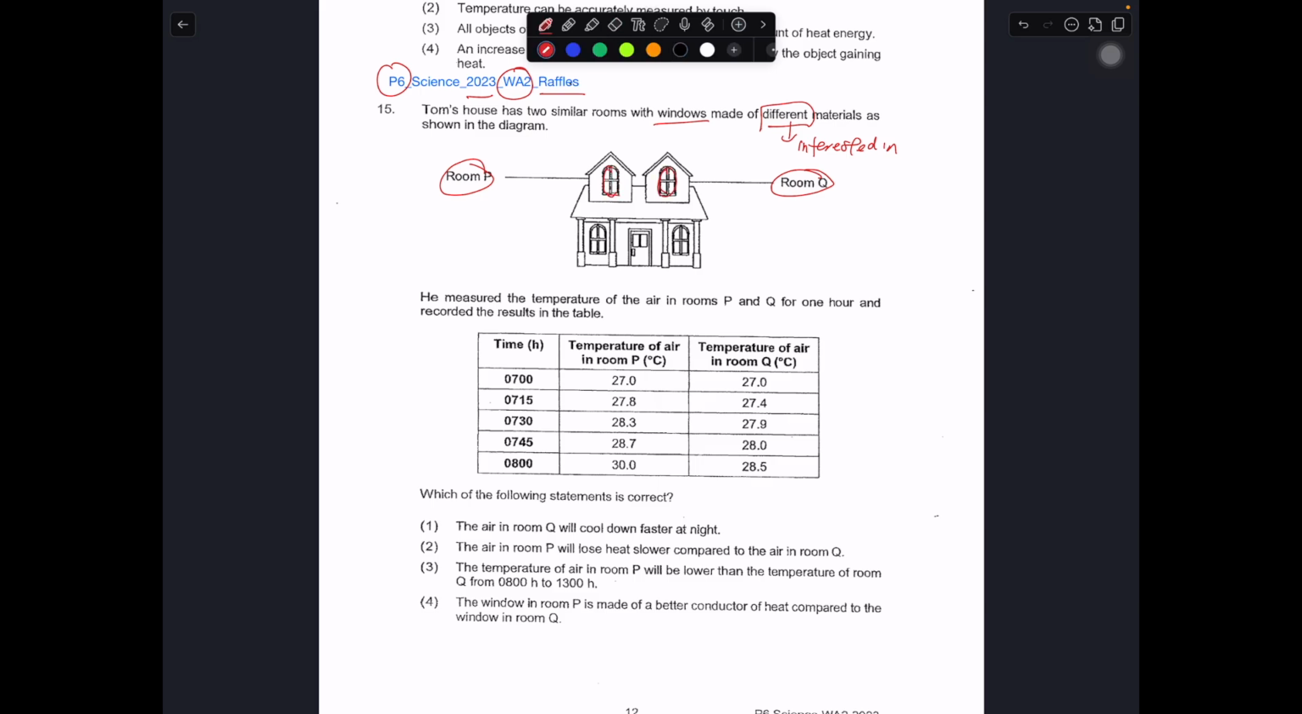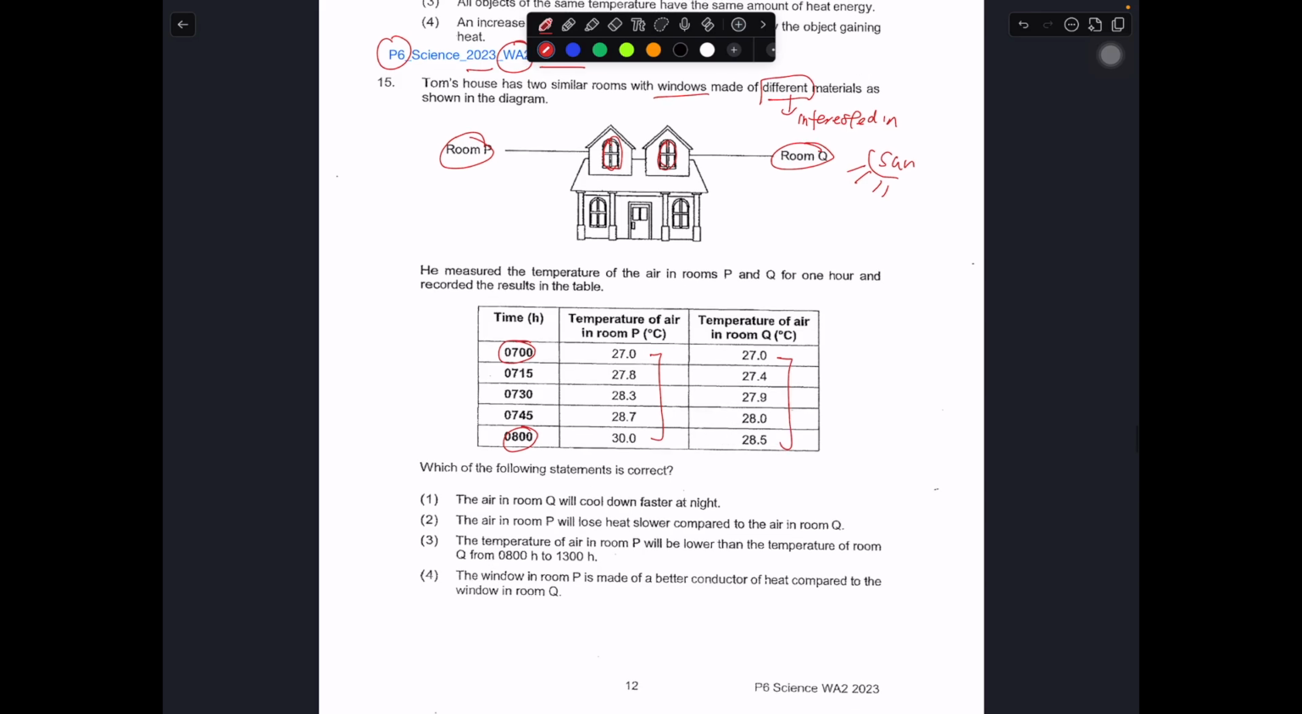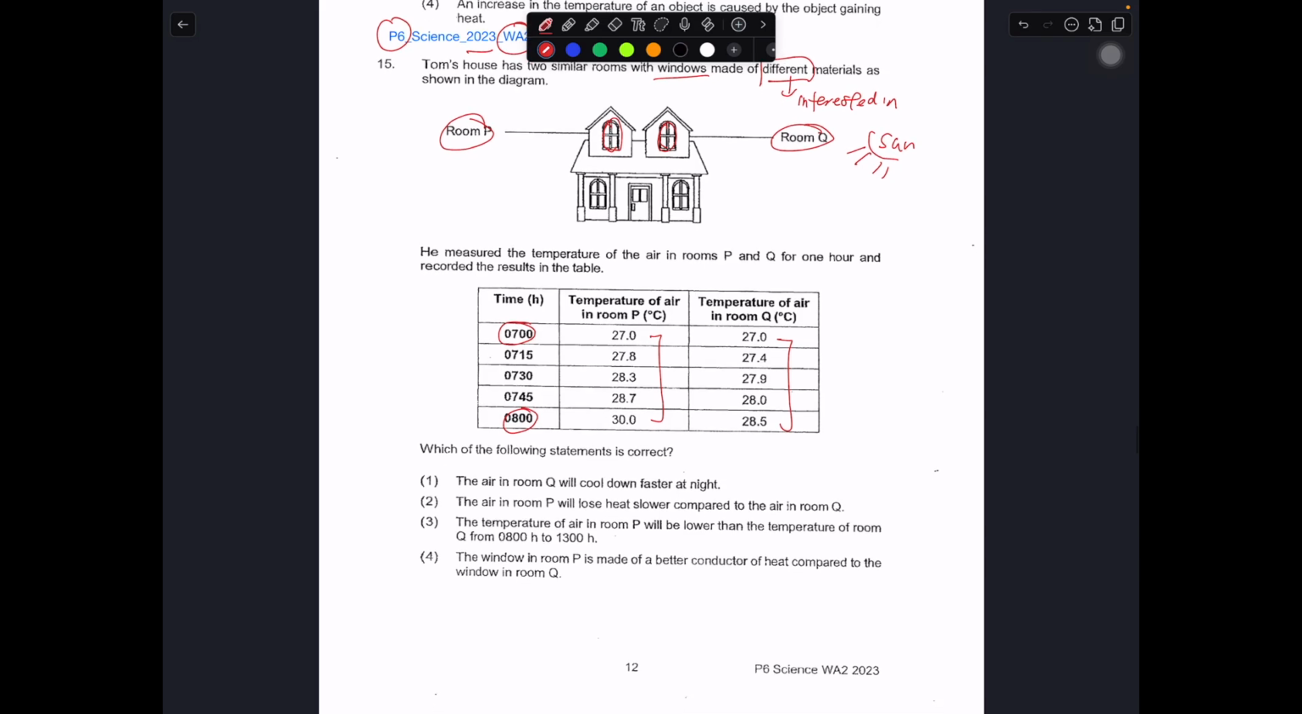This part over here. He measured the temperature of the air in the room for P and Q for 1 hour and recorded the result in the table. The measurement took place between 7 to 8, and that's where the sun started to rise. So probably the air inside the room gained heat, because we see that there is a temperature increase. The air inside gained heat from the sun. That's what caused it to increase in temperature.